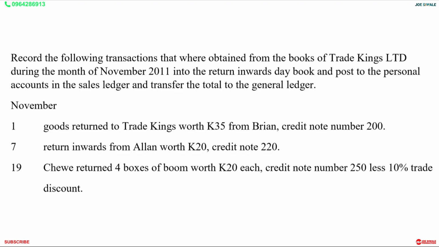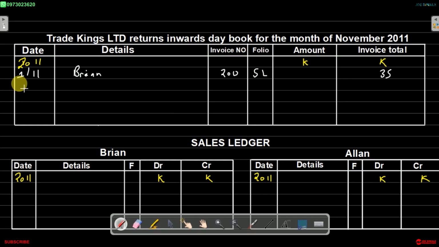Then on the 7th of November, returns inwards from Alan worth 20 kwacha, credit note 220. So say 7th of November, then I'll say Alan. The invoice number for Alan is 220, and we know that's going to be SL there. The amount is 20 kwacha.